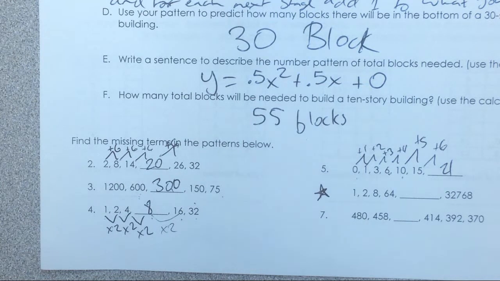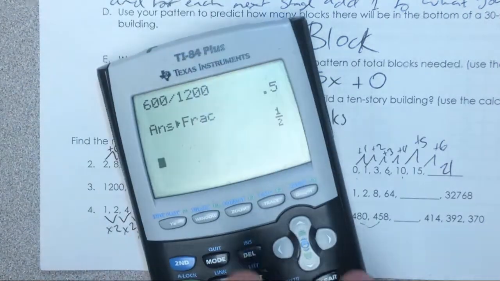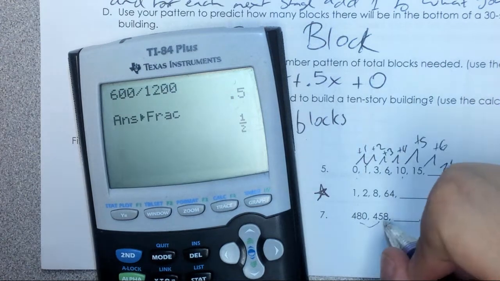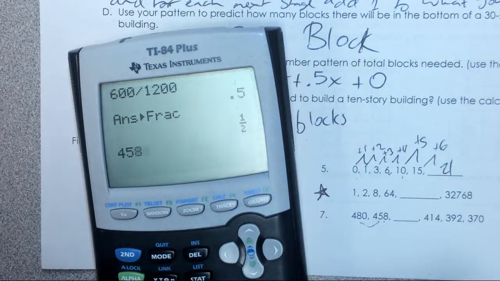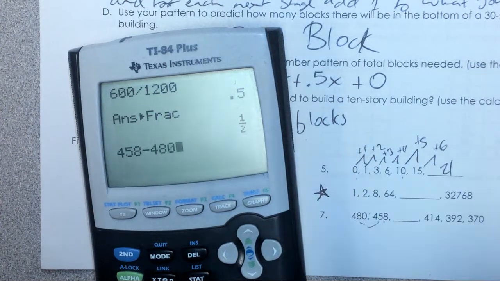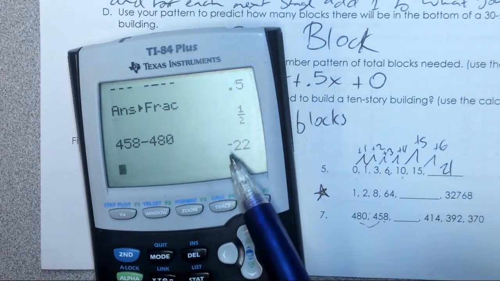Let's see here. This one down here looks kind of weird. They're bigger numbers, but they're not getting small very fast. So you might be tempted to go with the exponential pattern or a multiply pattern, but this one's actually going to be a subtraction pattern. How did we get from 480 to 458? We can do a similar thing to what we did over there. We can take one of these numbers, how about 458, and subtract it from the one right before it, 480. That tells us what it took to get there.